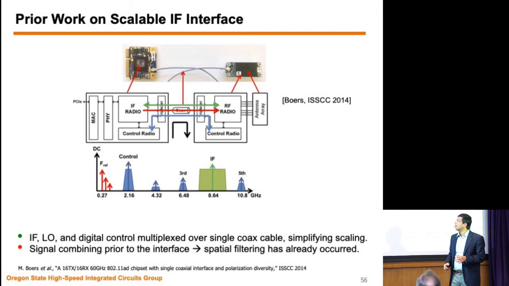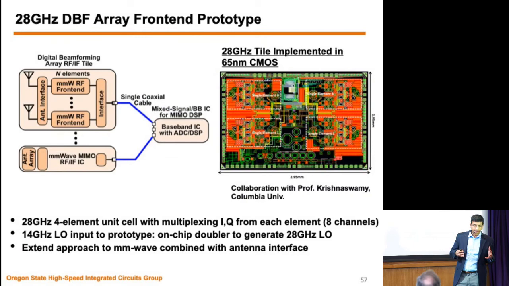What we are now working on in collaboration with Columbia University is an approach where we can extend this to MIMO arrays. So we want to still have a single cable connecting the array tile, but now instead of doing an array combiner, we actually have signals coming from all the elements. But we now want to multiplex these larger number of signals. So let's say we have a four element array, we have four times the signal now that we want to multiplex over this single wire and send this through to the baseband IC.